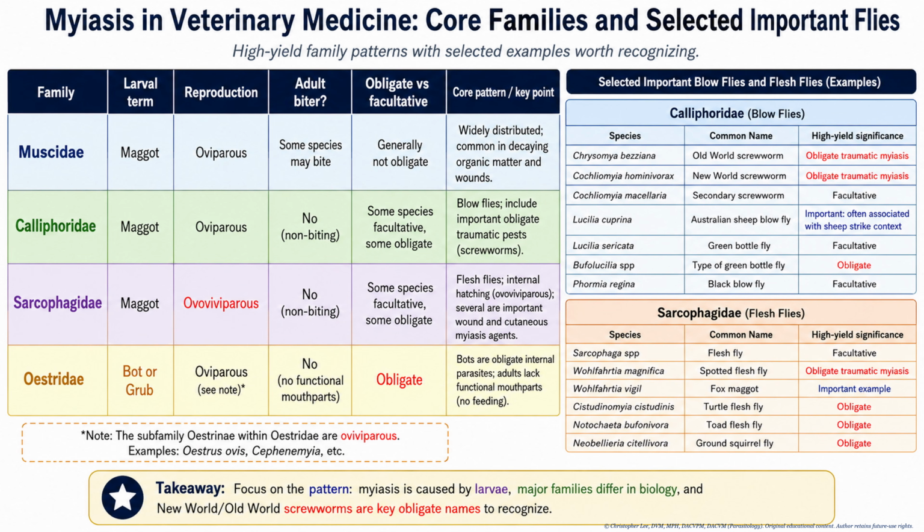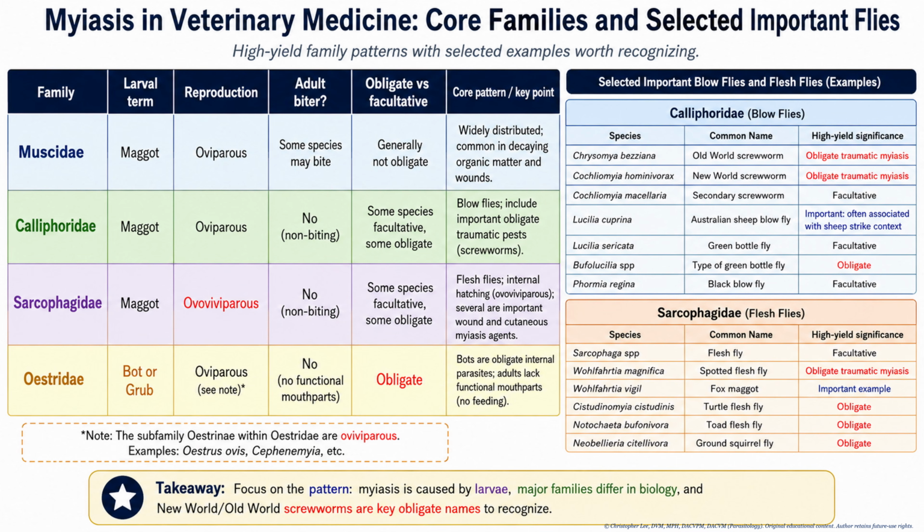Muscidae are usually not the classic obligate myiasis family, but some species can be associated with wounds. Calliphoridae include important blowflies, including New World and Old World screwworms, which are key obligate traumatic myiasis names to remember. Sarcophagidae are flesh flies. Several are important in wound or cutaneous myiasis, and many are larviparous or ovoviviparous, meaning larvae may be deposited or hatched very quickly. That reproductive strategy can make tissue involvement feel sudden.